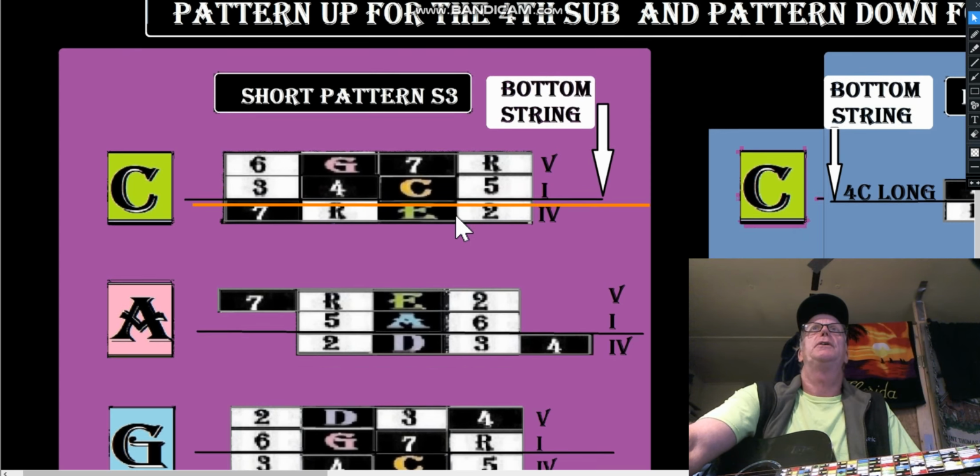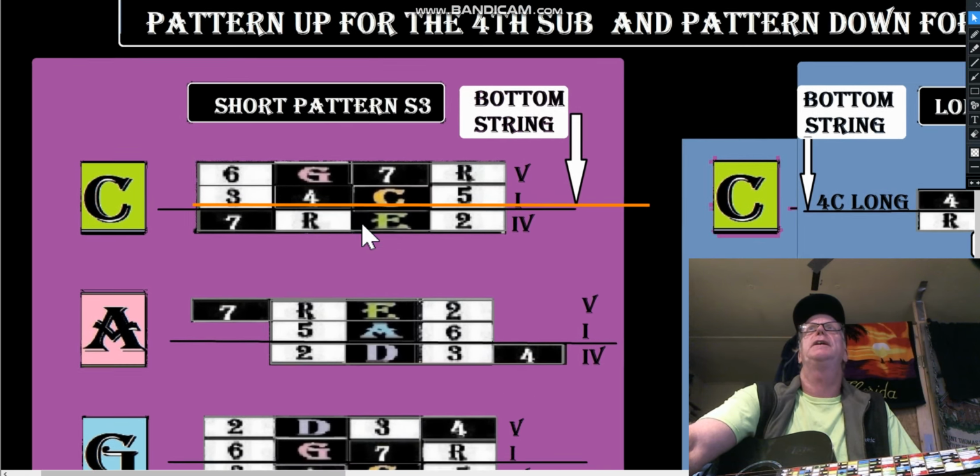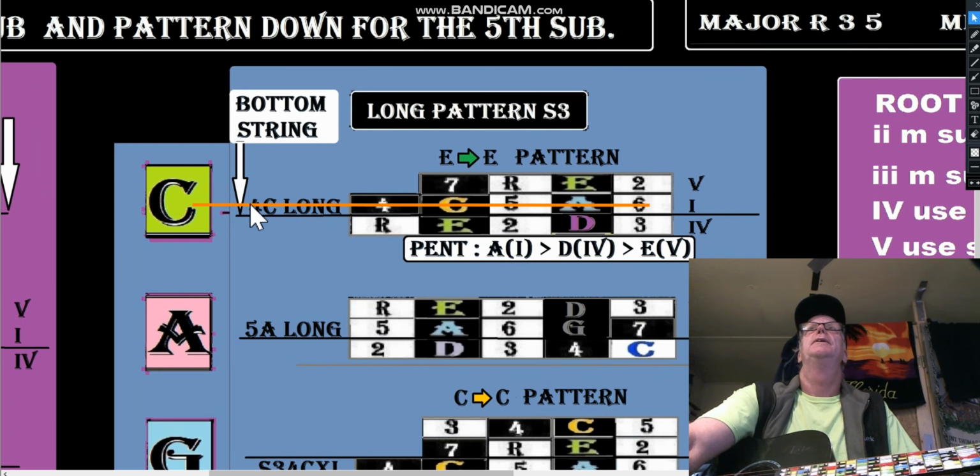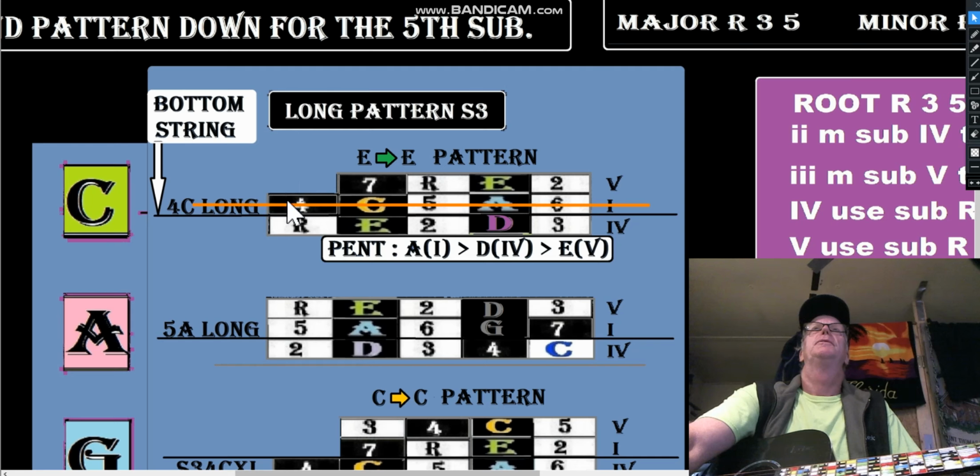Here's the C pattern up to E, down to G. Here's the C long pattern, but we really don't need it. We're starting from the fourth. We're using the C as the fourth. Okay, we need the fourth.